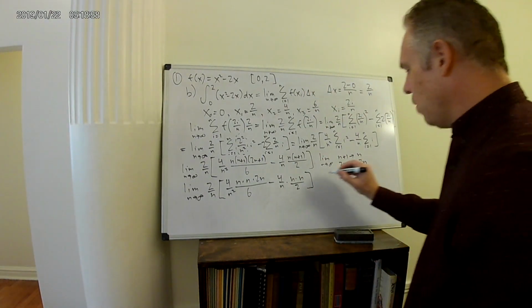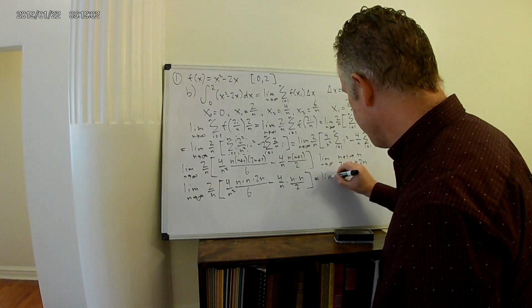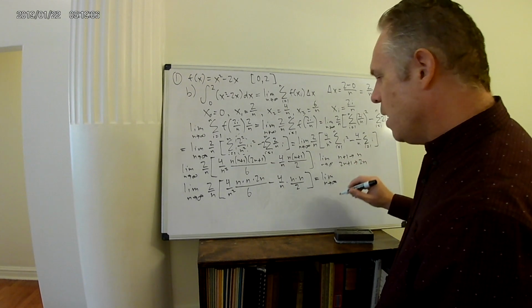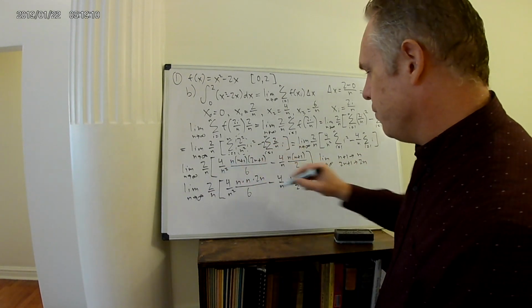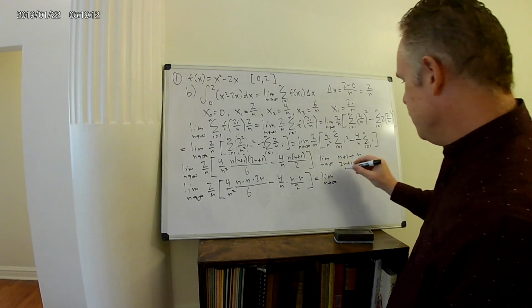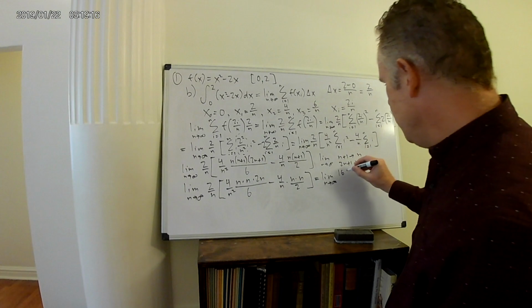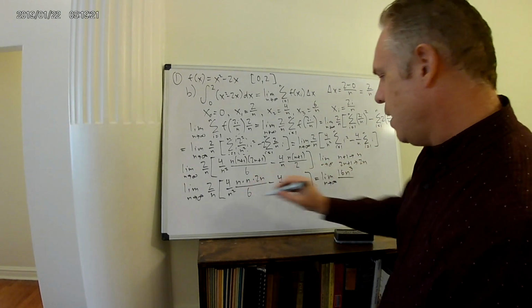Okay, and now we're almost there. I know it's a lot of algebra, but let's put all our n's together. This becomes the limit as n goes to infinity. And let's multiply all these n's together. So here I'm going to get a 2 times a 4 times a 2. So that turns into 16, right? 16n cubed over 6n cubed.